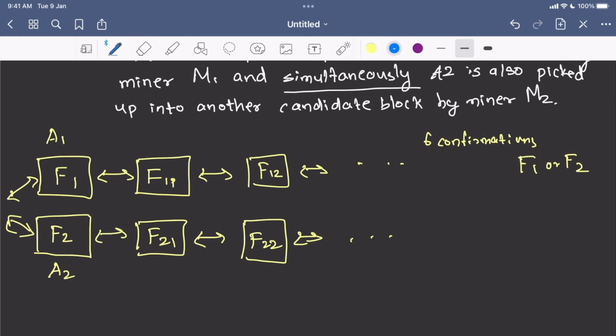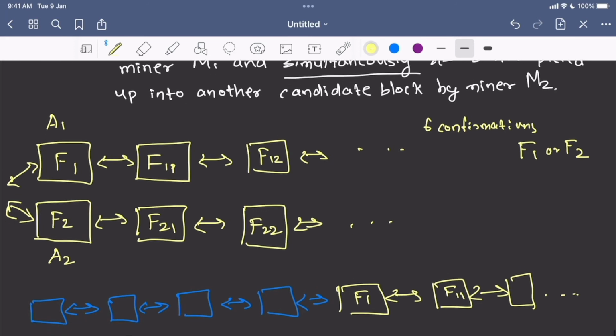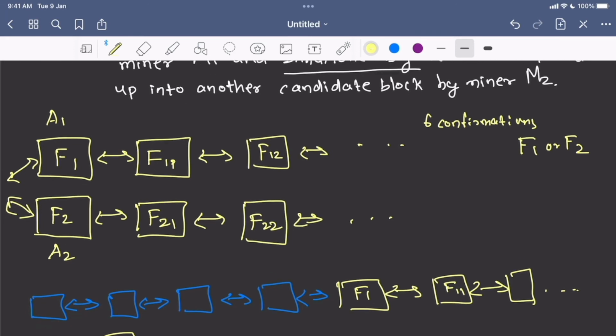So let's draw the blockchain. Let's say the chain starting with the head as F1, which contains our transaction A1, became longer. So now if it became longer, then this chain will be joined with our original chain, right? Now since F1 became longer, the chain starting with F2 will be dropped into the mempool.